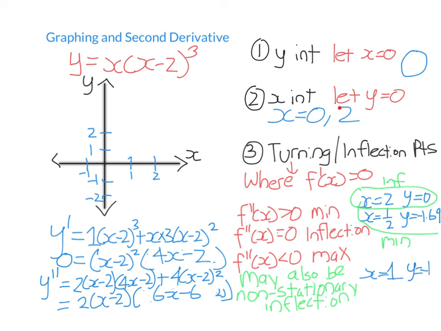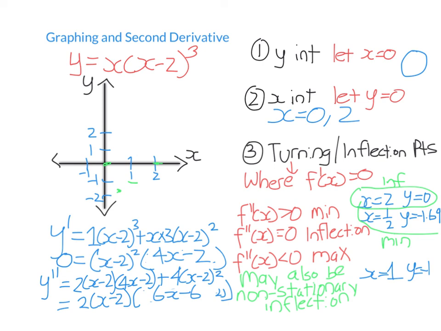So what am I going to do with all this information? Well, let's just plot it. So I plot my y-intercept and my first x-intercept there. Now, x equals 2 is also an x-intercept. We know we have a minimum at a half, minus 1.69. So that's about there. I'm just going to estimate it. And we know we have an inflection point here and an inflection point there.